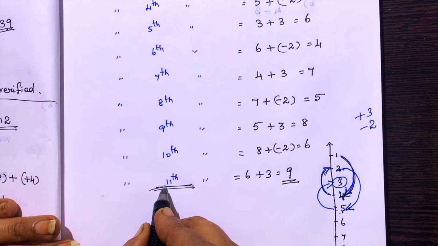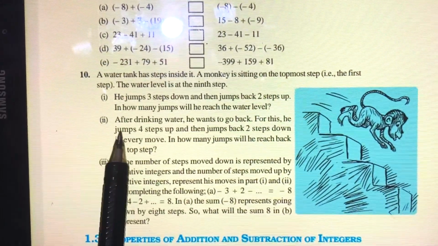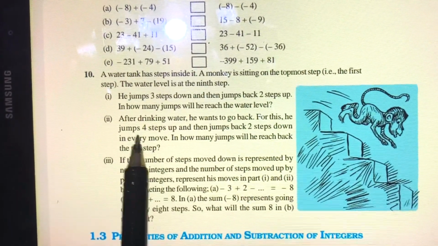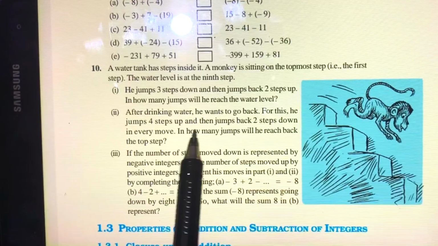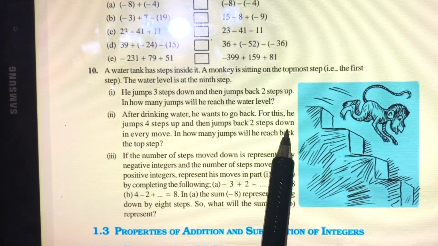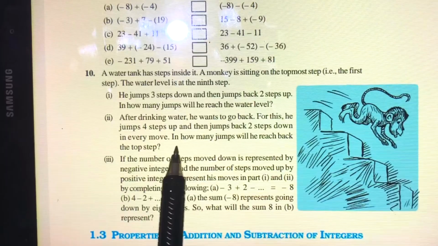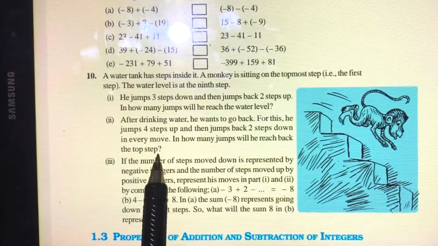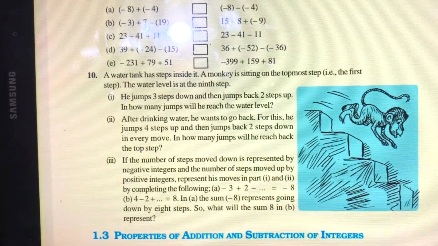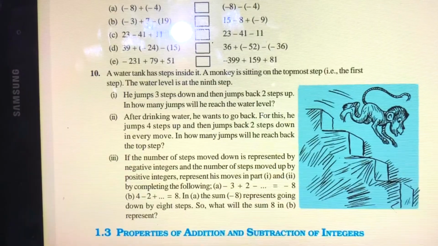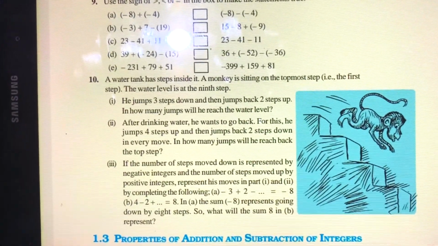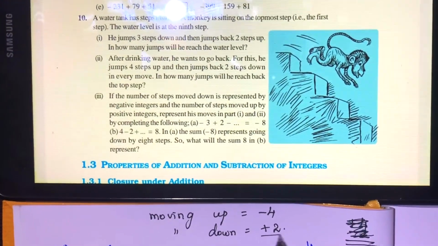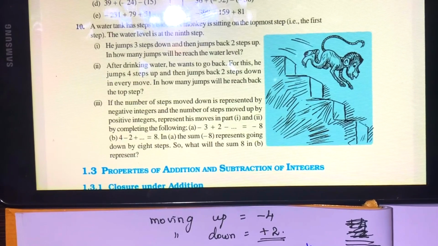Hope you all understood. Second subdivision. After drinking water, he wants to go back. For this, he jumps 4 steps up and then jumps back 2 steps down in every move. In how many jumps will he reach back the top step? Here, it's moving up. Moving up is going back side, that is minus 4 I have taken. Moving down is plus 2. Right? In the same way we have to do the sum.